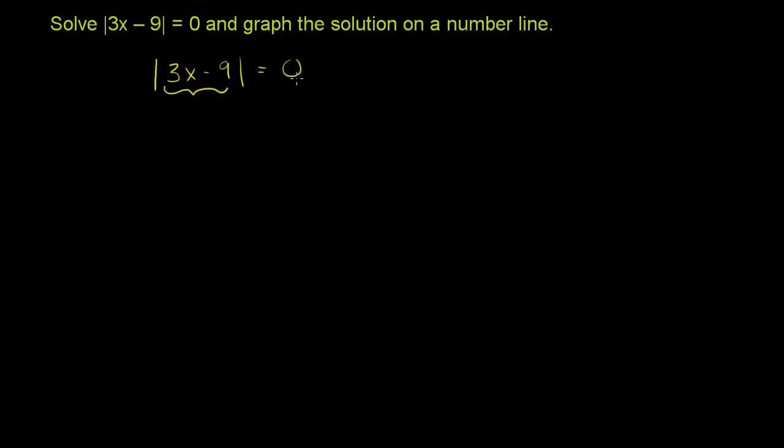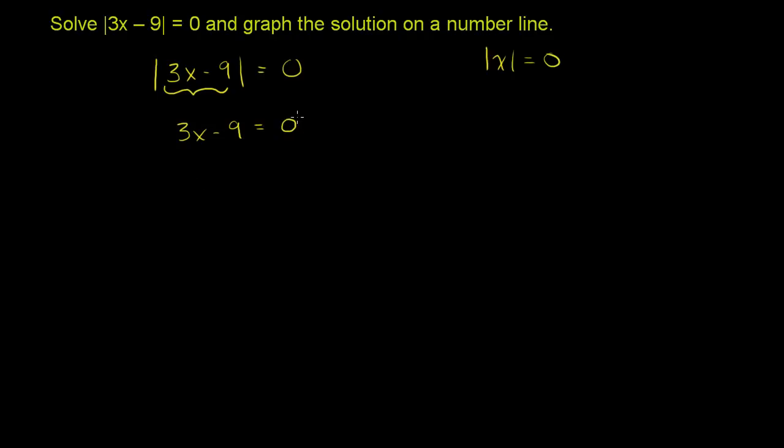to 0. If I tell you that the absolute value of something is equal to 0, I'm telling you that something has to be exactly 0 away from 0, or 0 away from the origin on the number line. So the only thing that that something could be is 0. If I tell you that the absolute value of x is equal to 0, you know that x has to be equal to 0. That's the only value whose absolute value is 0. So if I tell you that the absolute value of 3x minus 9 is 0, then we know that 3x minus 9 has to be equal to 0.